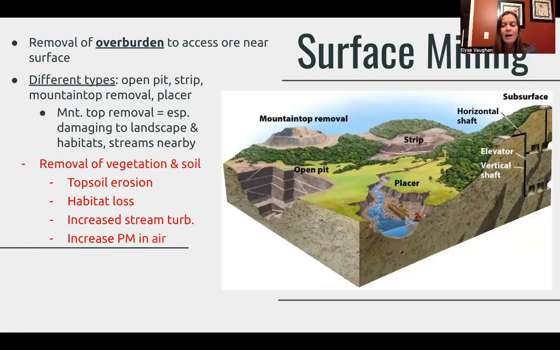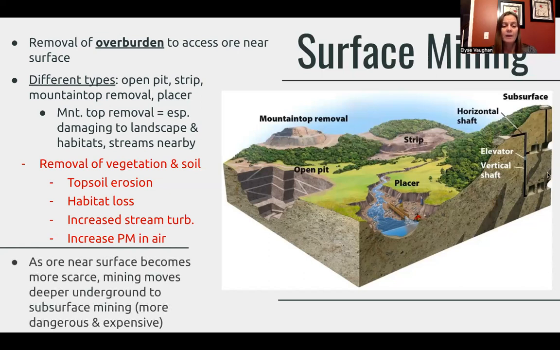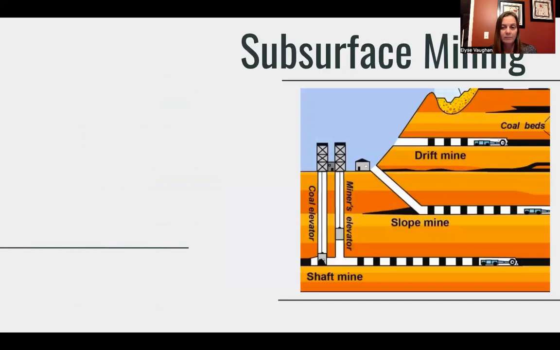So that's surface mining. But over here in the corner, you can see subsurface mining. So when do we do subsurface mining? As the ore near the surface gets more scarce because it's been mined, mining is going to move deeper underground to subsurface mining. And subsurface mining is more dangerous and expensive. Sometimes we do this because the close to the surface areas have been depleted. Sometimes it's just the type of mining. So coal usually is subsurface mining because the deposits are usually too deep to be accessed by surface mining.